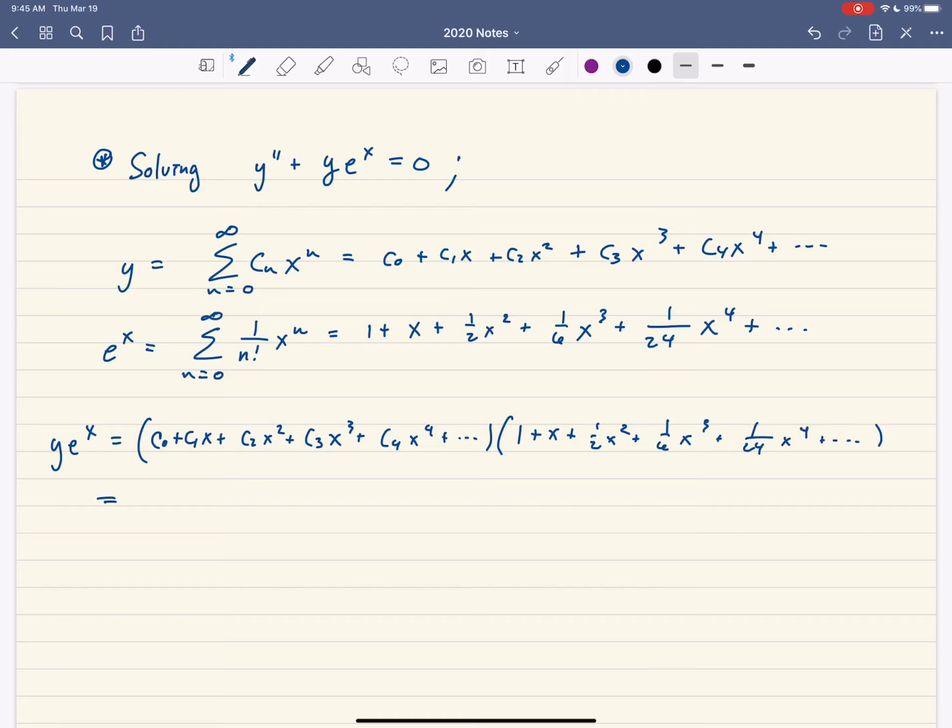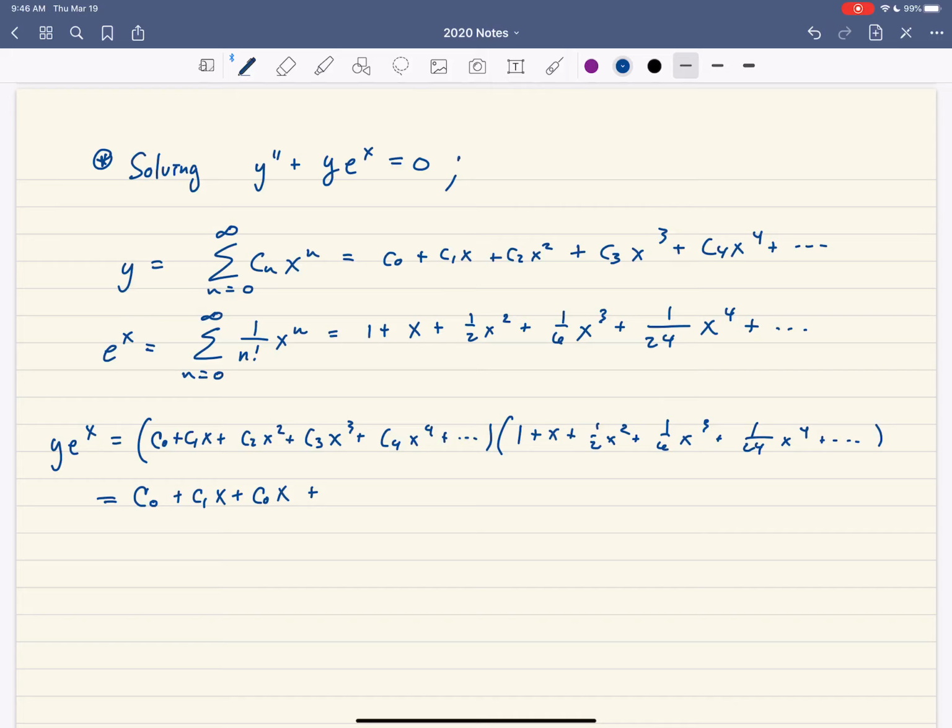And now I'm just going to distribute. The only constant term that we're going to have is c naught times 1. So that's going to be c naught. Okay, that's the only constant term we're going to have. We're going to have two linear terms. We're going to have c1x times 1 plus x times c naught. Those are going to be the linear terms that we have. So c1x plus x times c naught.